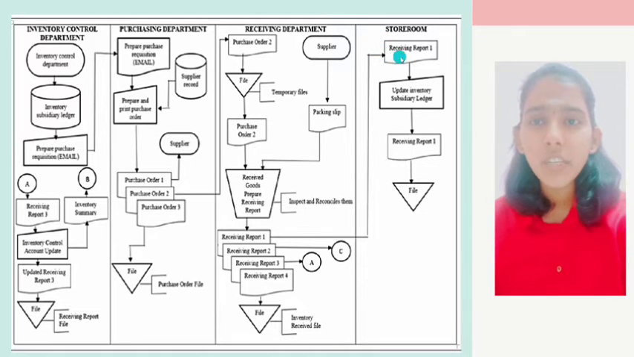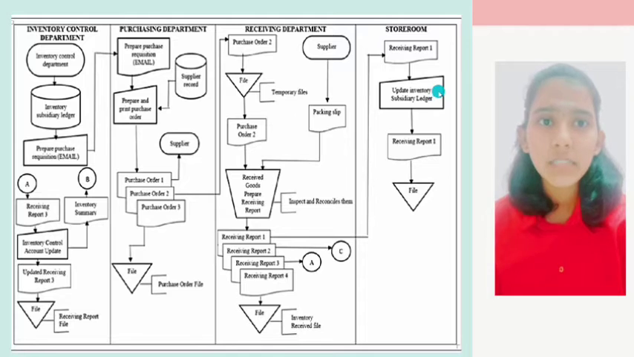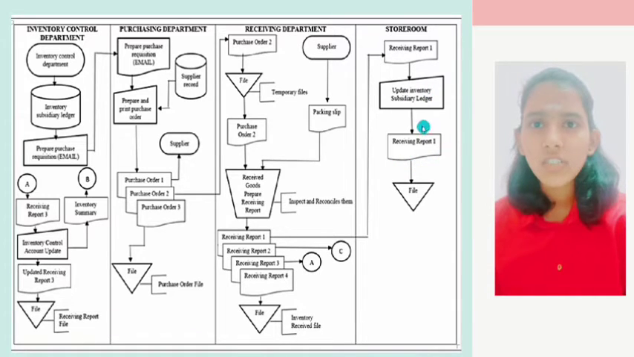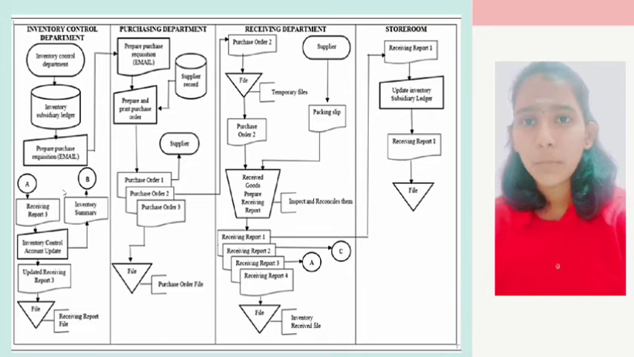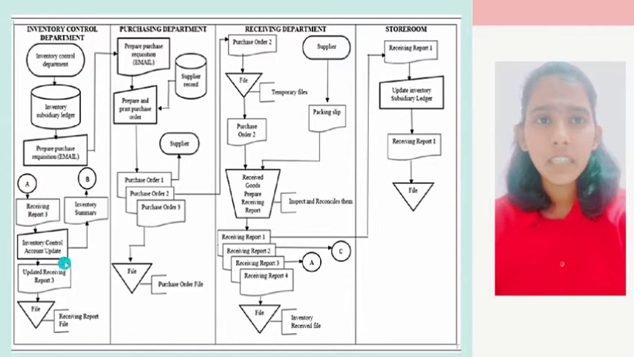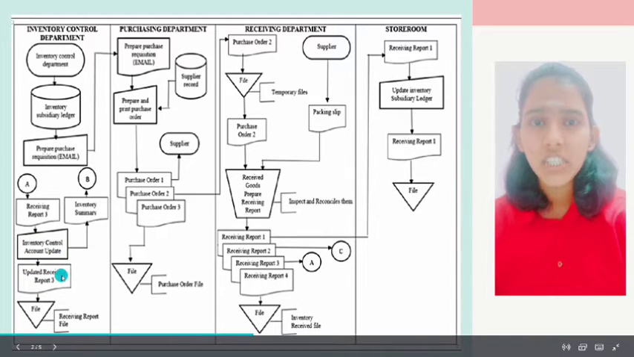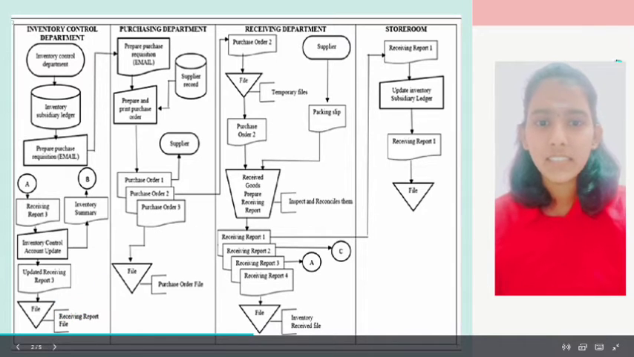Then the storekeeper in the storeroom shelves the goods and updates the inventory subsidiary ledger in the computer. The storekeeper then files the receiving report in the department. Then back to the inventory control department. After obtaining the receiving report from the receiving department, the clerk updates the inventory control account in the general ledger and files the receiving report in a receiving report file.